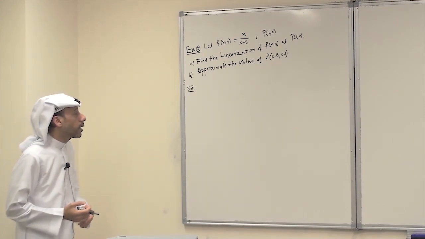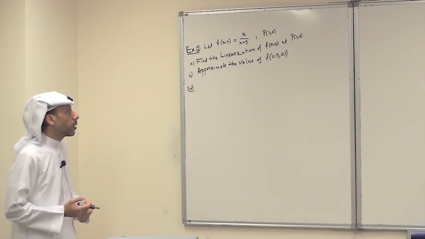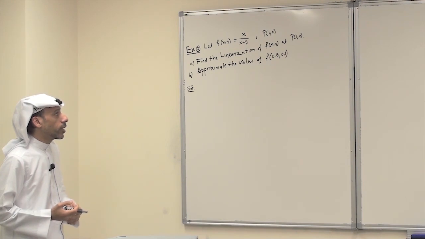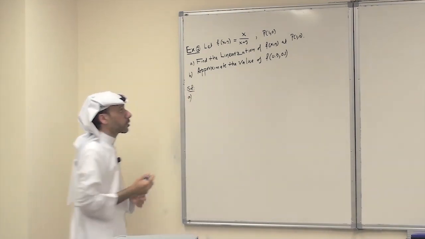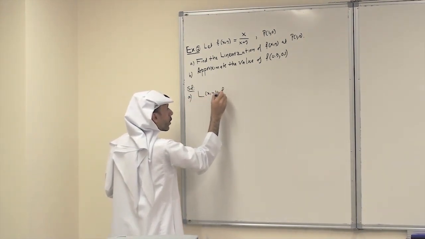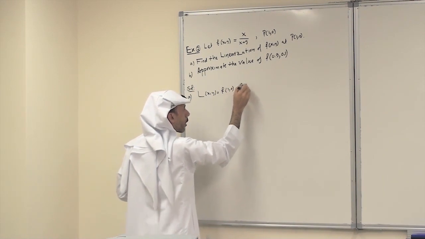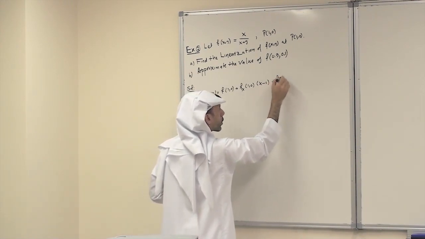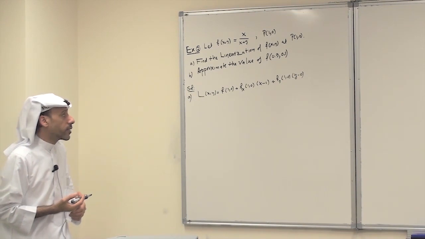Let's consider the following problem. Let f(x,y) = x over (x + y) and let P be the point (1, 0). A. Find the linearization of f(x,y) at the point (1, 0). B. Approximate the value of f(0.9, 0.1). For part A, to find the linearization, we apply the formula. So L(x,y) equals f at the given point (1,0), plus f_x at (1,0) times (x − 1), plus f_y at (1,0) times (y − 0). This is the formula for the linearization.